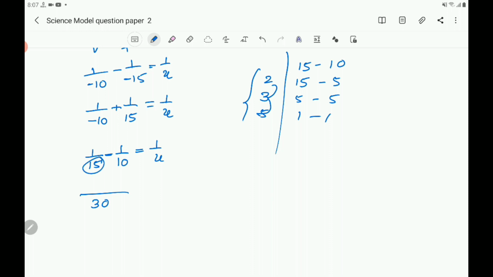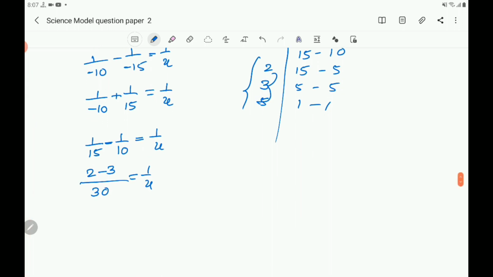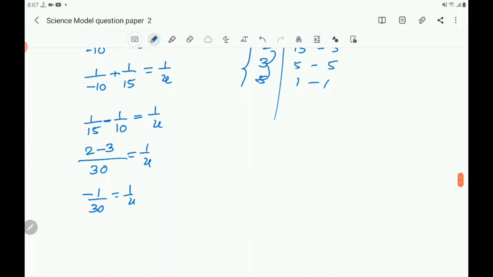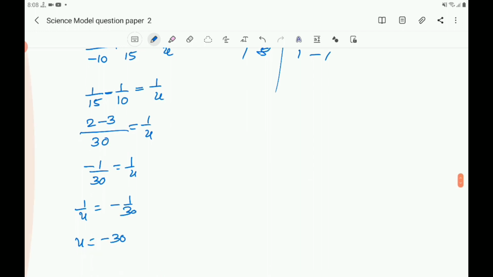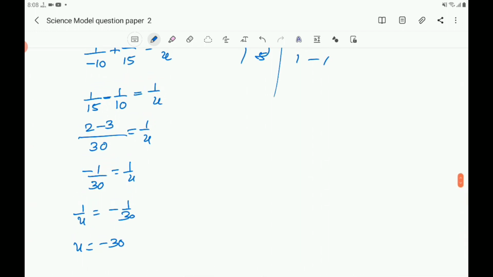So 15 twos are 30, and 10 threes are 30. So it is 2 minus 3 equals 1 by U. Then 2 minus 3 is minus 1 by 30 equals 1 by U. Therefore 1 by U is equal to minus 1 by 30. Then U equals minus 30. U equals minus 30 centimeter. The object distance is how much? Therefore you write the object distance is 30 centimeter.